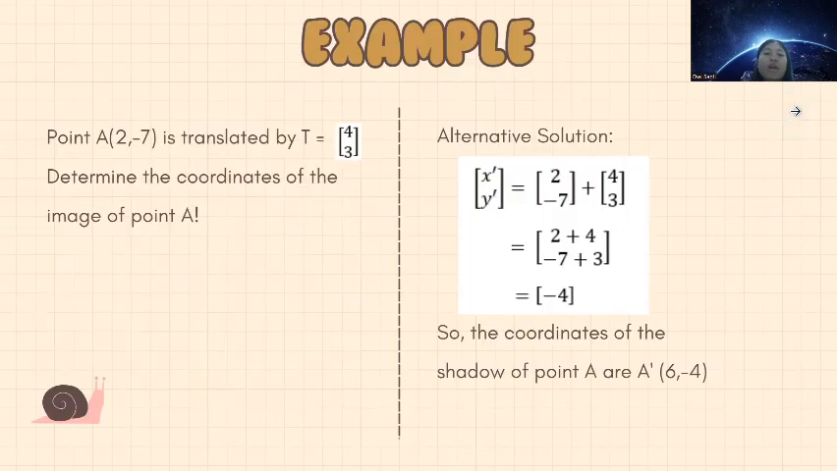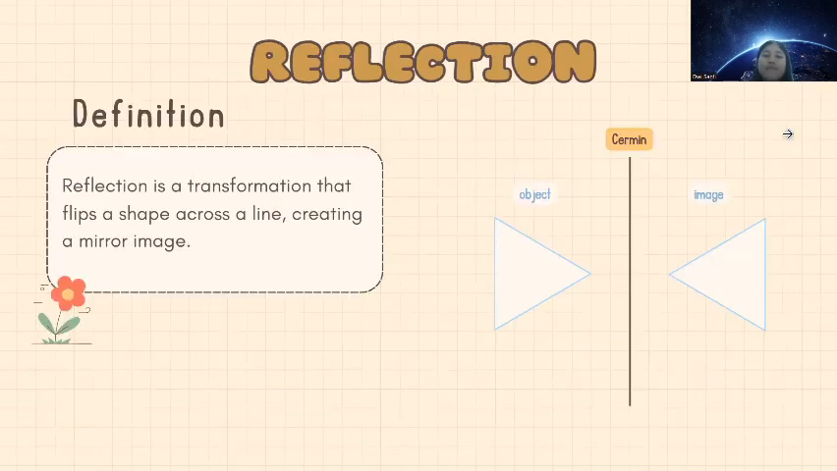Next, example: point A (2, -7) is translated by (4, 3). Determine the coordinates of the image of point A. Alternative solution: A' = (2 + 4, -7 + 3), so the coordinates of the image of point A are A'(6, -4).